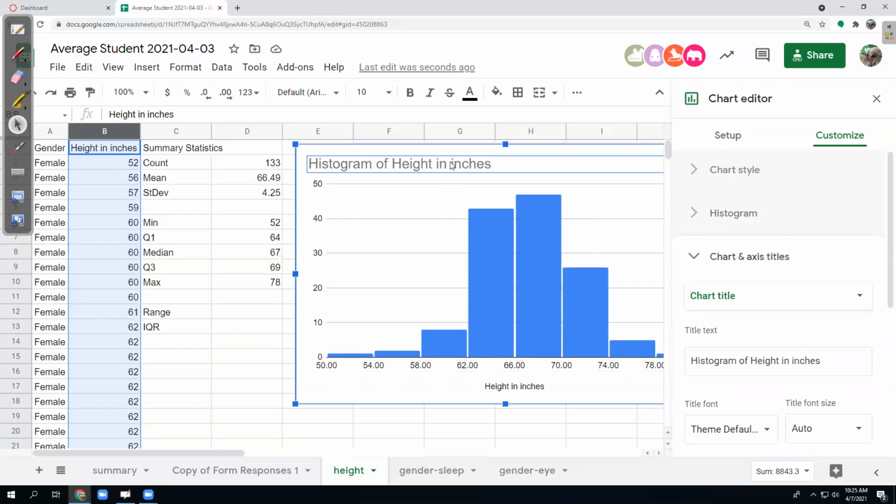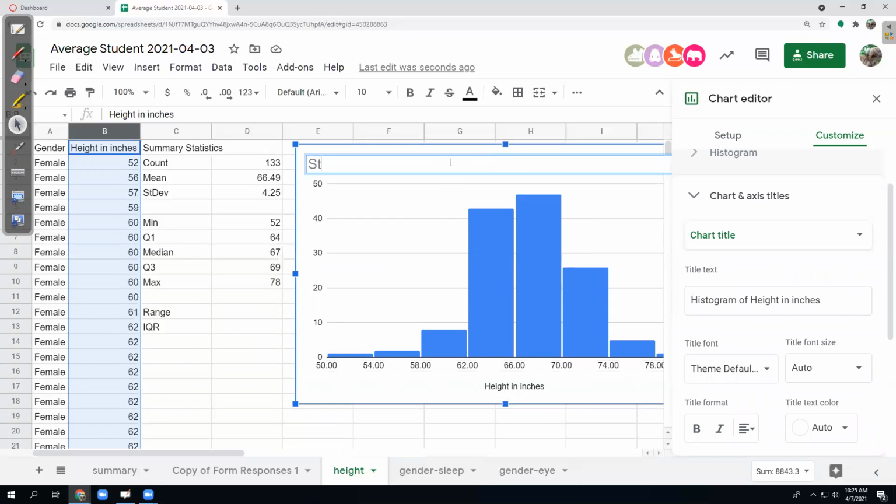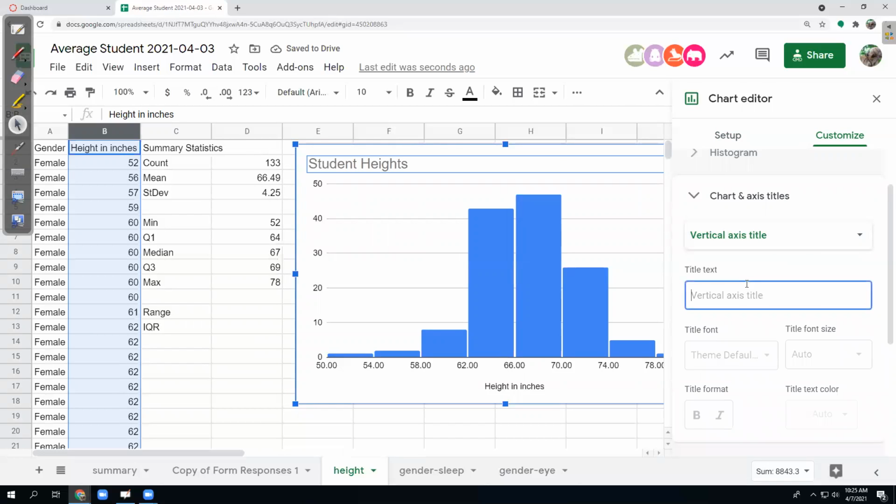Slightly better titles. Let's see, how about student heights? Height in inches is good. And then this is a frequency histogram. So these numbers on the side are frequencies. Frequency means count. What are we counting? We should be specific. The best title here, I think, would be number of students.